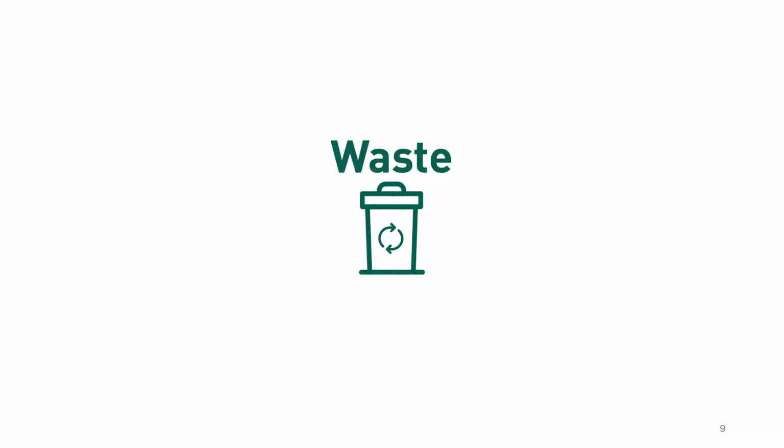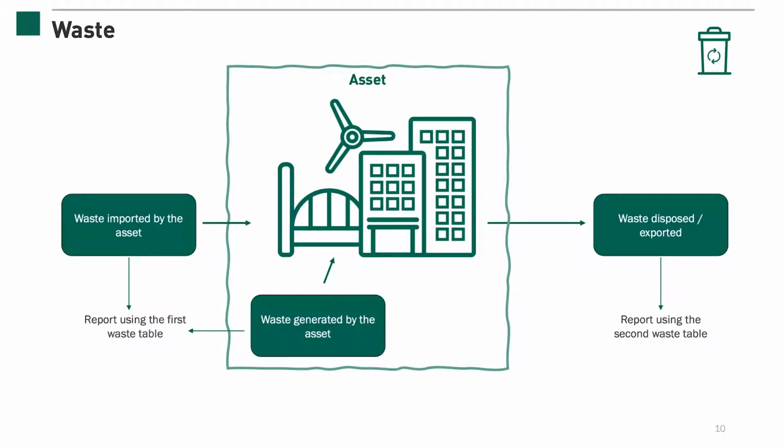The next aspect is waste. This diagram helps to explain the tables for waste reporting. For all sectors except waste facilities, waste is generated by the asset and then disposed of, usually off-site. For these cases, simply report waste generated in the first table and waste disposed of in the second.